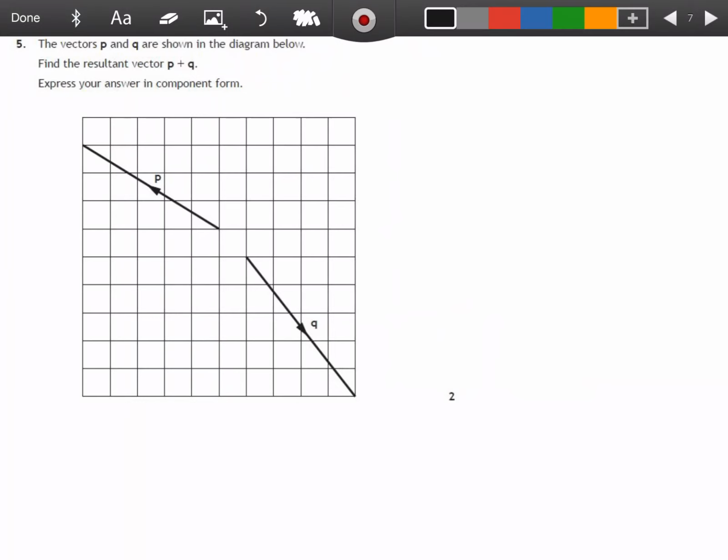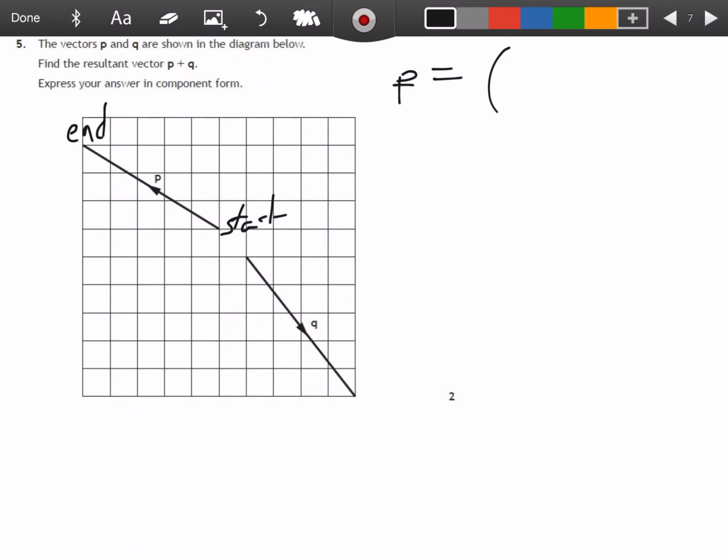First of all, I would say the easiest way is just put it in components just now. Vector p, sometimes they put it in bold, sometimes they put a wee line underneath it. Don't you worry about the notation of it. As long as you're getting the right answer, that's all we're looking for. Where's the start of vector p? This is the start of vector p here, because the arrow points to the end. That's the end. See the arrow pointing from the start to the finish in the right direction.